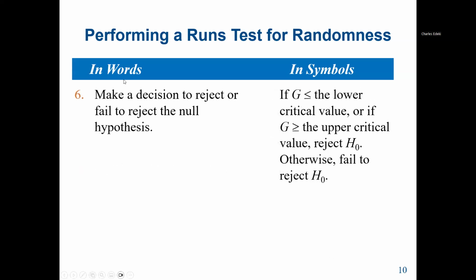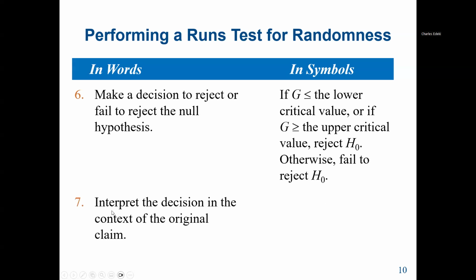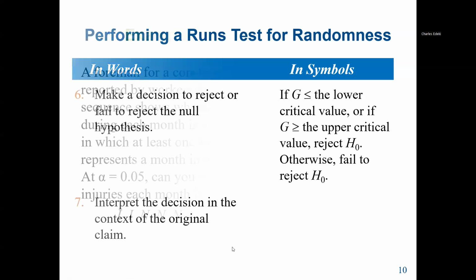Then from there, we make our decision to either reject or fail to reject the null hypothesis. And it depends on the test statistics value and also the critical value. So here we say if G is less than or equal to the lower critical value, or if G is greater than or equal to the upper critical value, then we reject H0. Otherwise, we fail to reject H0. Then we interpret the decision in the context of the original claim.